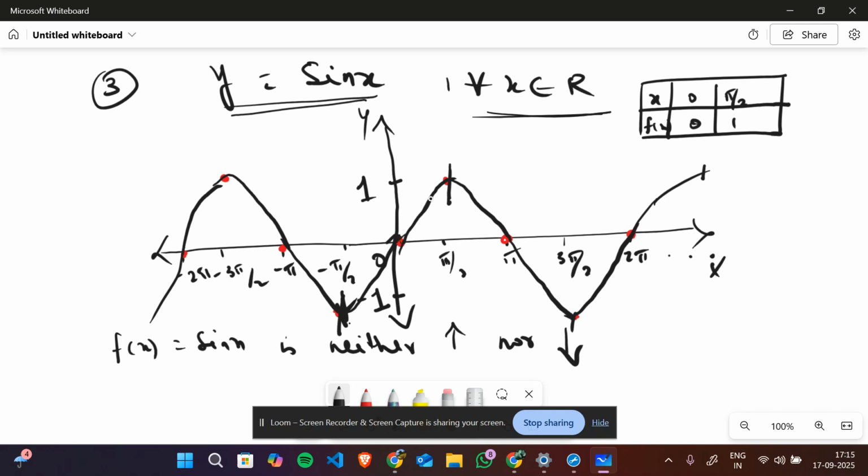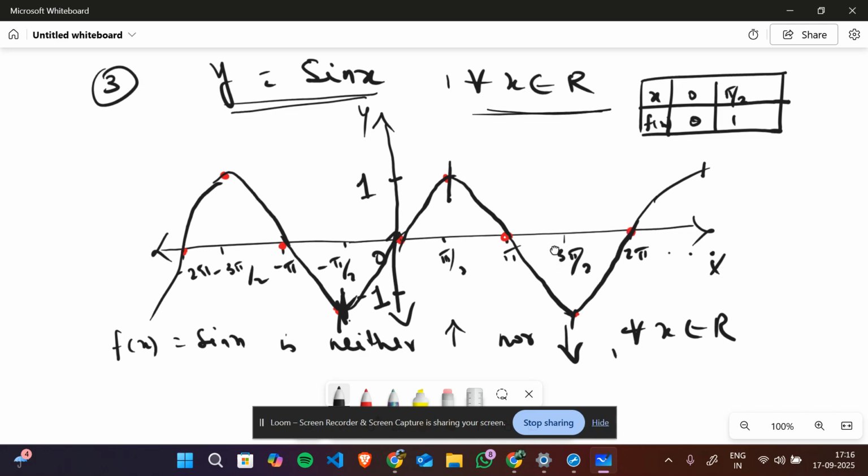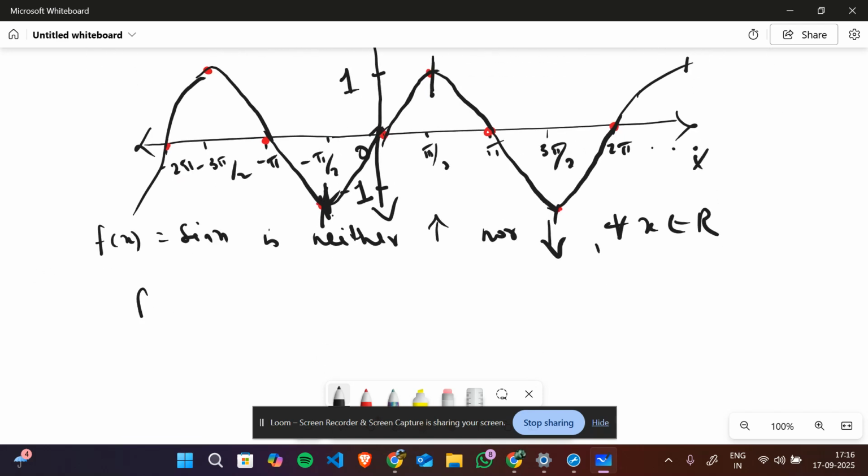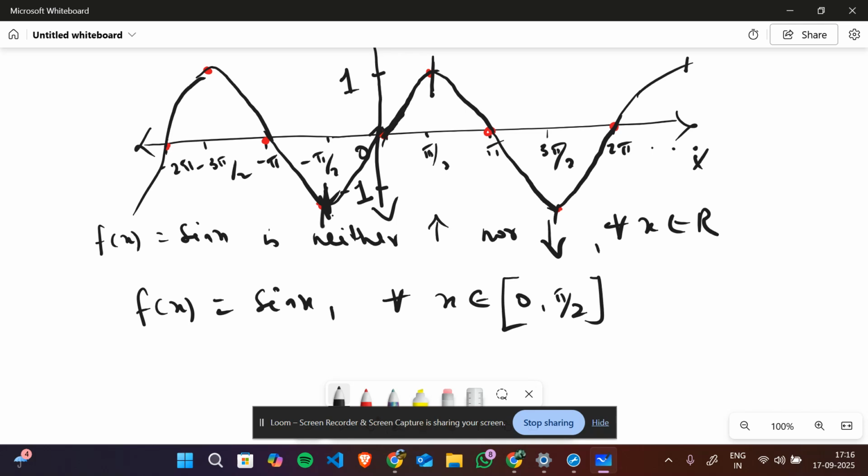But if you consider the interval as f of x equal to sin x for all x belongs to 0 to pi by 2, in this case, the graph of sin x will be from here to here. Therefore, f of x equal to sin x for all x belongs to 0 to pi by 2 is an increasing function. But if you consider the entire domain, it is neither increasing nor decreasing. Hope you all have understood now the concept of increasing and decreasing function.